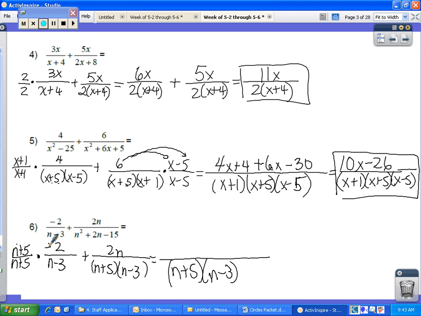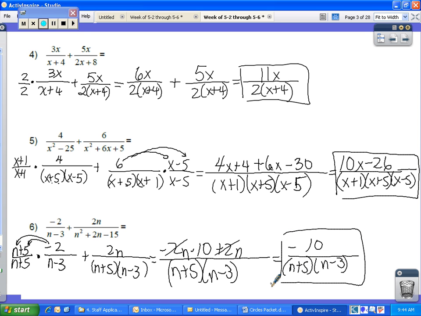Distribute that negative 2 to the n and the 5. So that will give you negative 2n minus 10, and then keep the plus 2n. Combine like terms, negative 2n plus 2n cancel, and you're just left with the negative 10 on top, and the n plus 5 on the bottom, and n minus 3 on the bottom. Again, you could FOIL all of these binomials on the bottom, but you really don't have to, so you can just keep them like that and save yourself the work.